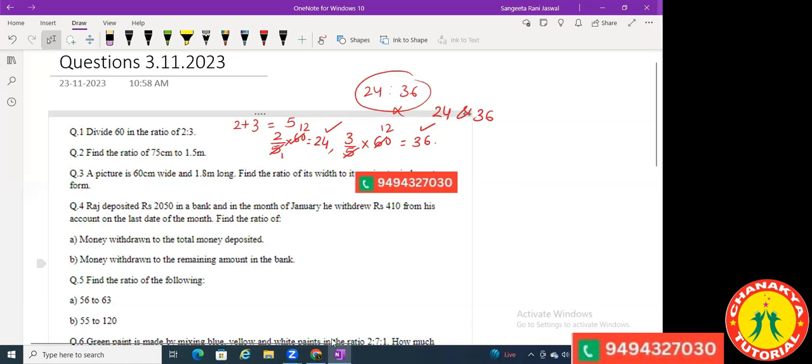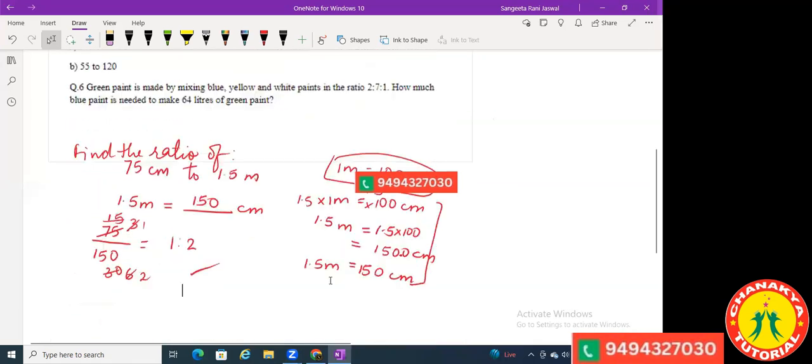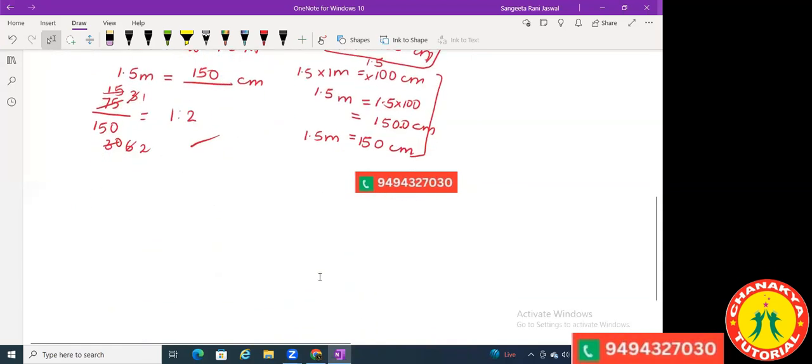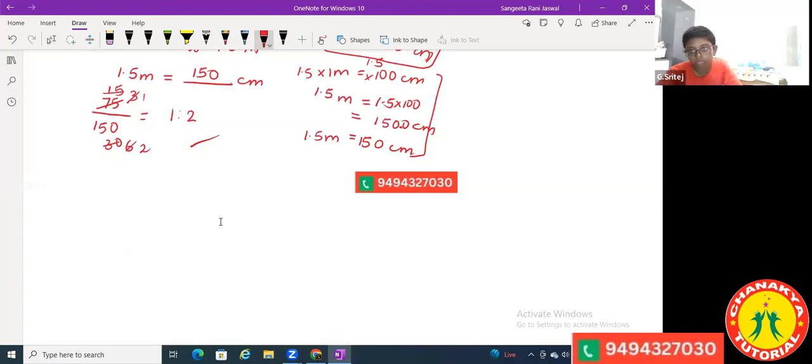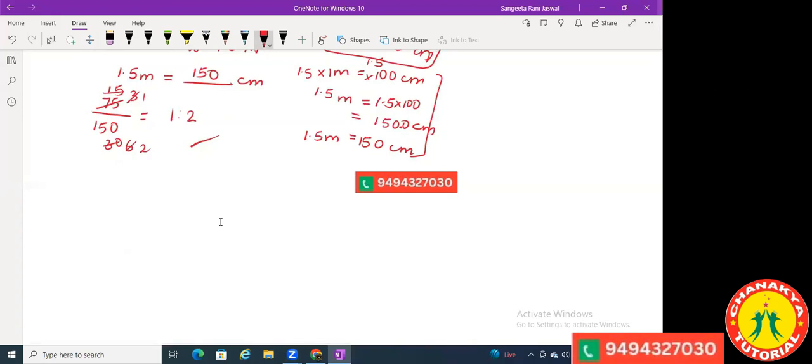Yes. So what we will do here in this question, Sritej, please see carefully. Yes, ma'am. So here the length of the picture. Yes. What you told, teacher? Yes. What happened? Nothing, teacher.